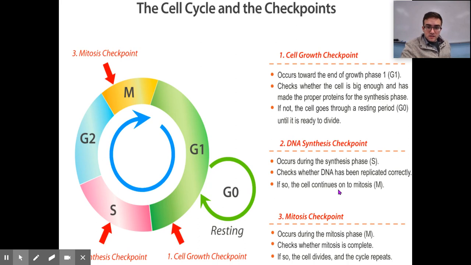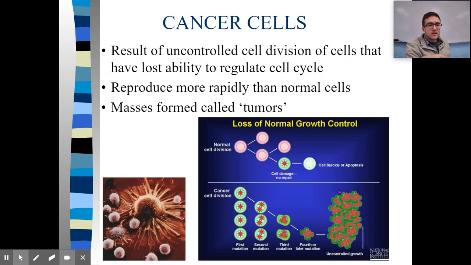Now, cancer is what happens if this process doesn't work, if these checkpoints don't work the way they're supposed to. Cancer results from uncontrolled cell division. A mutation happens that makes our cyclins, our protein checkpoints, not work. The cells lose the ability to regulate their cell cycle, and they just reproduce very rapidly. These masses that form are a tumor.